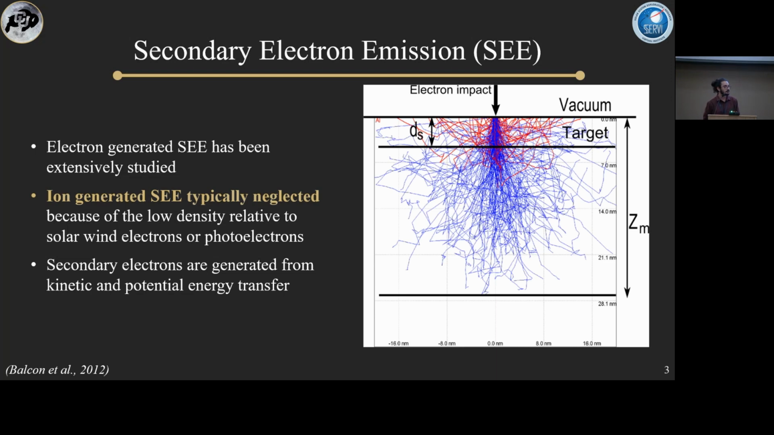transfer its energy, either by kinetic or potential energy transfer, into electrons within the material, eventually releasing them. Typically, whenever we consider secondary electron emission, we are usually talking about electron-generated secondary electron emission, which is extensively studied. However, we're more interested in ion-generated secondary electron emission, which is usually neglected because it's usually a lower density than photoelectrons or solar wind electrons.